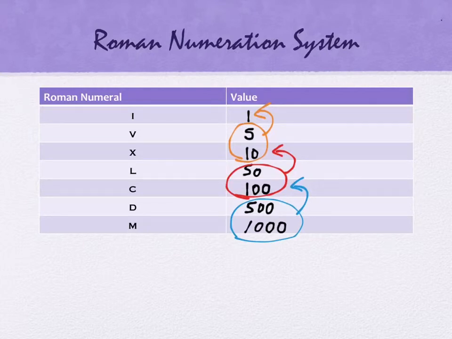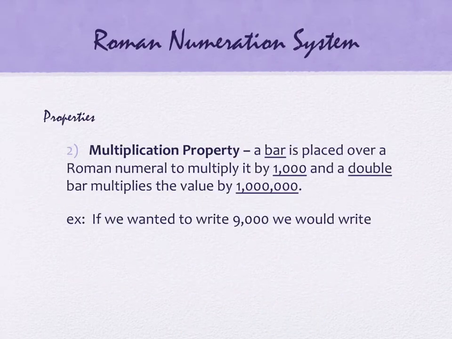They just have this repeating digits that look different thing going on. And they repeat in different ways, but there's actually a lot of similarities. So what do we do when the number gets really big? Well, they have a multiplication property. When they have a large number, they put a bar on top of a Roman numeral to multiply it by 1,000. A double bar multiplies by 1,000,000.